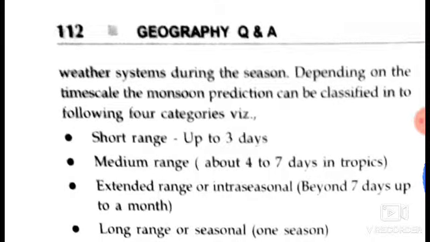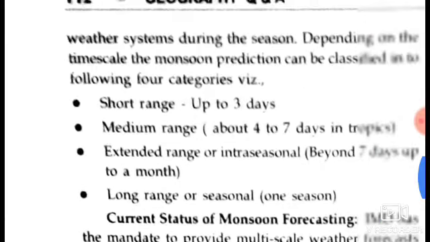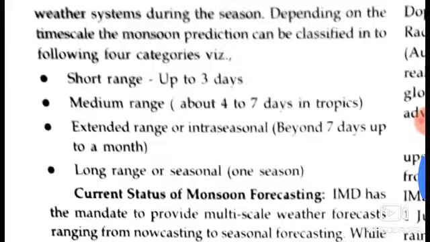So with these different weather systems during the season, depending on the time scale, the monsoon prediction can be classified into the following 4 categories: short range up to 3 days, medium range 4 to 7 days in tropics, extended range or intra-seasonal beyond 7 days up to a month, and long range or seasonal, one season.